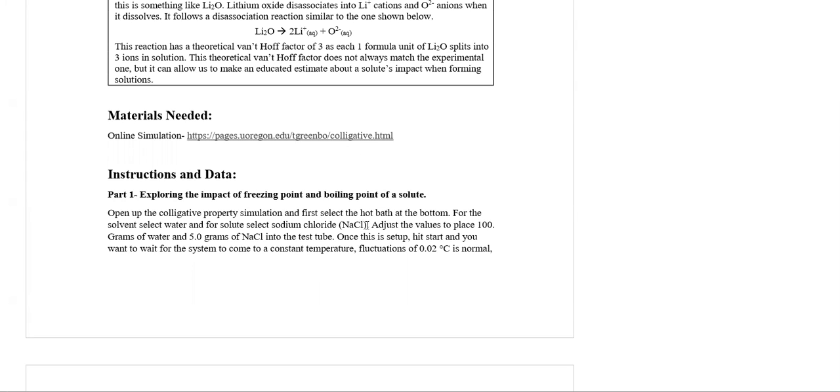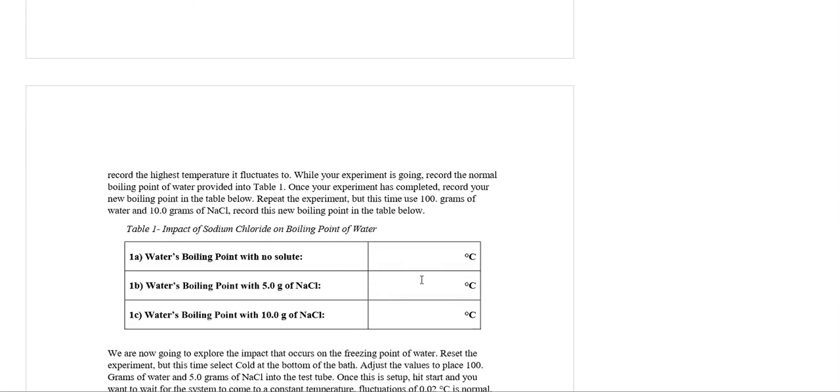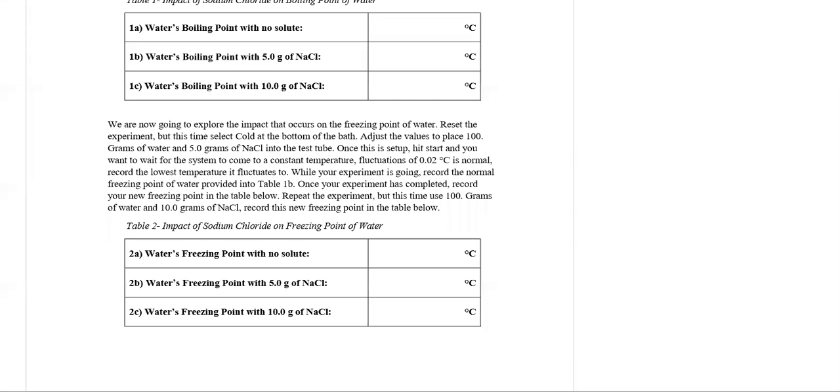We're going to first start off by looking at salt, so sodium chloride. We're going to put 5 grams of that in 100 grams of water. And then we're going to go through and we're going to measure its boiling point change. We're going to try that with no solute, 5 grams, 10 grams. Then we're going to try it again, but with freezing point this time, with no solute, 5 grams and 10 grams. And so this first page breaks down how you can actually run those experiments.